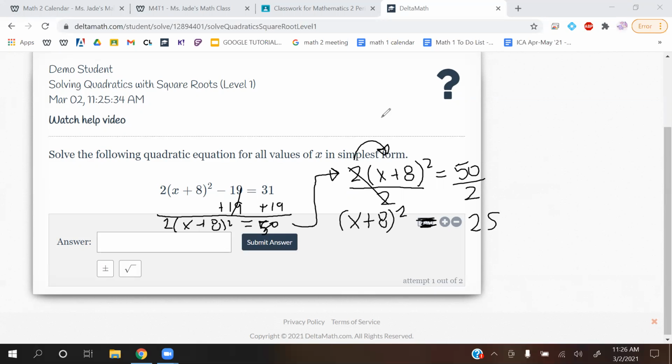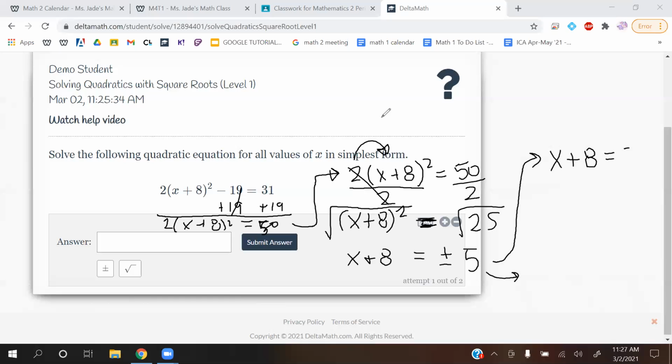Now, to cancel out the squared, we're going to square root everything. So that gives us x plus 8. Notice the square root and the squared cancel out. And then what is the square root of 25? Well, you get a plus or minus 5, because 5 squared is 25. So we have two solutions. I'll write them out like this. The first one says x plus 8 equals positive 5. The next one says x plus 8 equals negative 5. Remember, plus or minus means there's two solutions. Your first one's the positive, your second one's the negative.